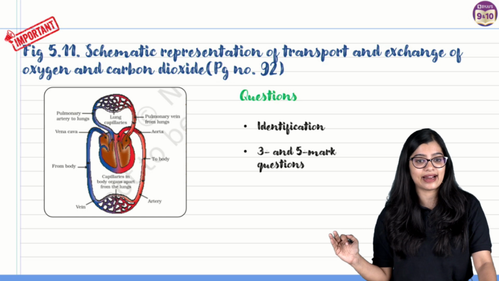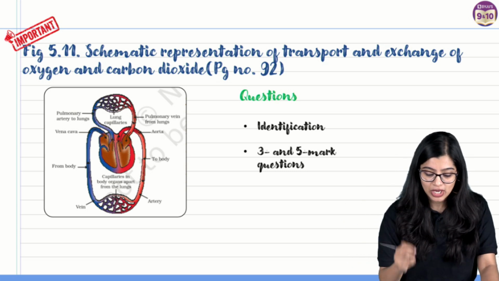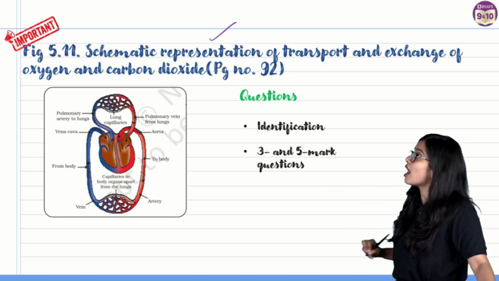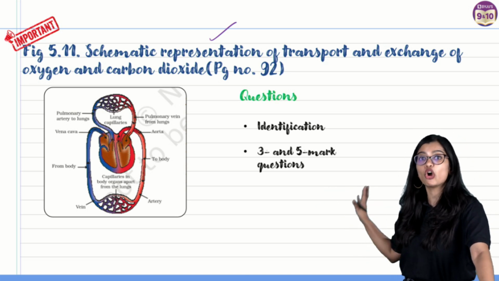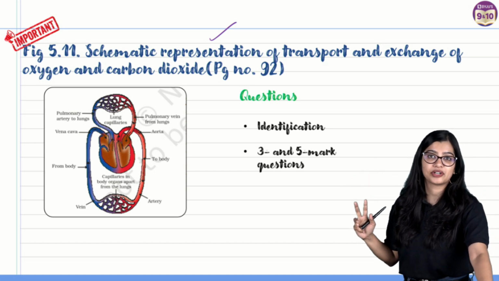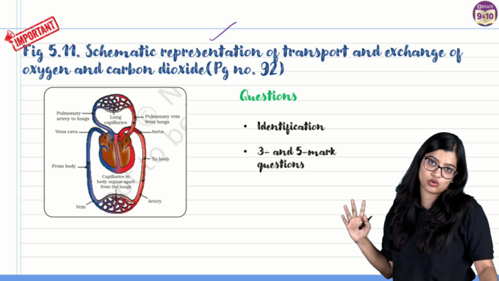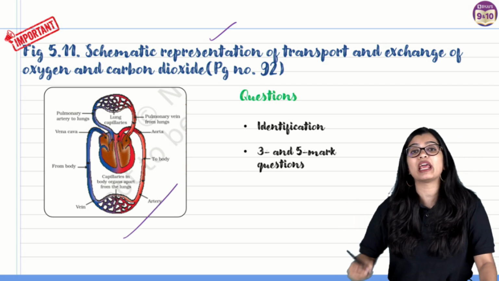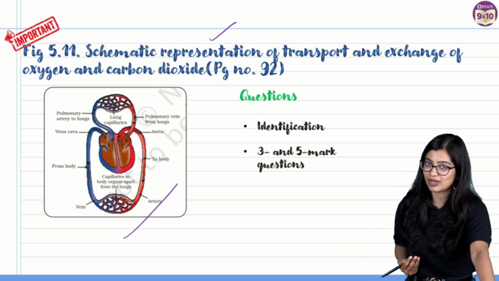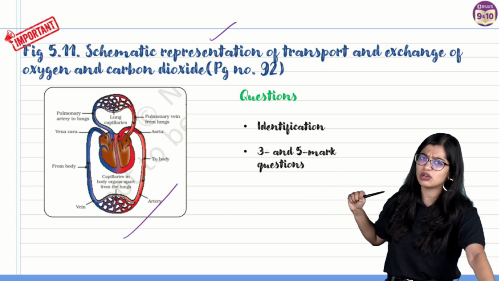Now the next diagram is a slightly important diagram, which is the schematic representation of transport and exchange of oxygen and carbon dioxide, effectively your double circulation. Now this particular diagram can come, right? They can ask you a 3 mark question, they can ask you 5 marks on this, where they'll ask you to explain the process of double circulation. If at all you get this particular question, this is one diagram that you need to learn to draw.